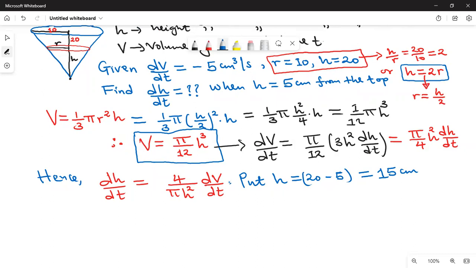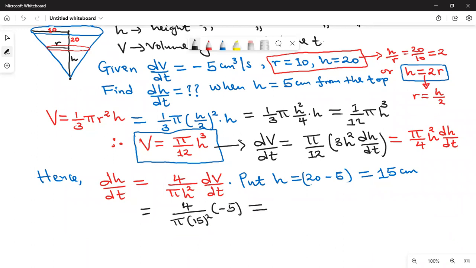So you put h is 15. We are also told dV/dt to be -5. So when we make the substitution, we are going to get this. Remember, the negative is very important where we have dV/dt, because the negative there denotes a decrease. So we'll have dh/dt to be 4 over pi times h squared, that is 15 squared, then times dV/dt, which is -5.